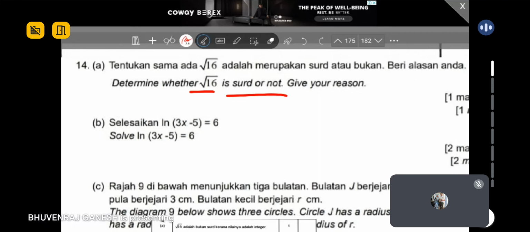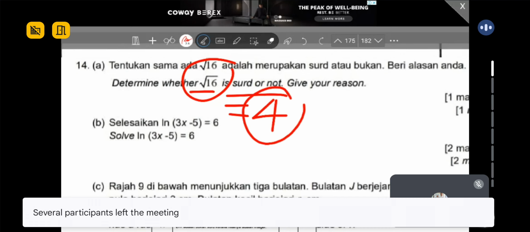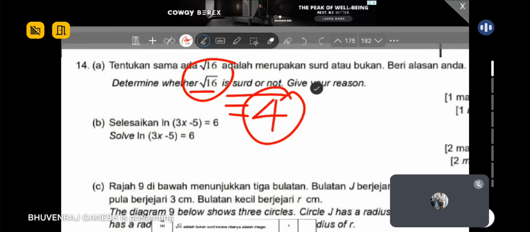Surd tu adalah nombor bukan rasional. Maksud dia apa? Kamu akan dapat perpuluhan sampai ke infinity. You will get decimals until infinity. So that is the meaning of a surd or irrational number. So this one you will get an exact value. Am I right? Kamu akan dapat nilai sebenar, iaitu 4, nombor bulat.